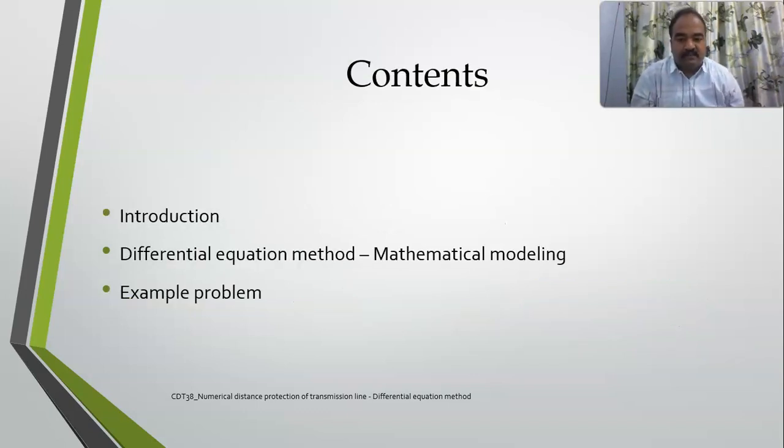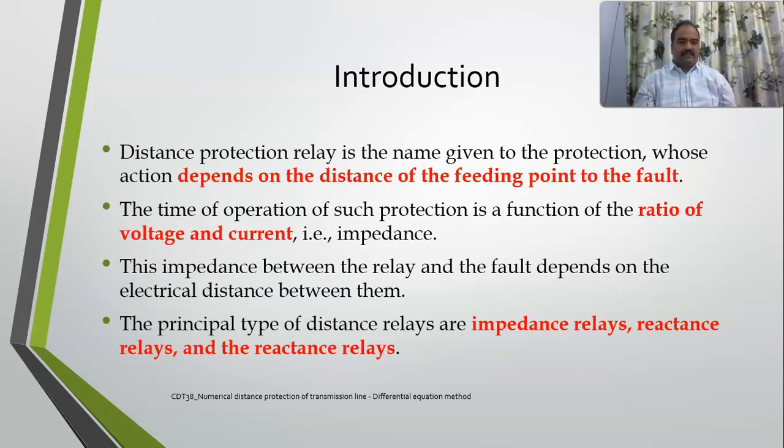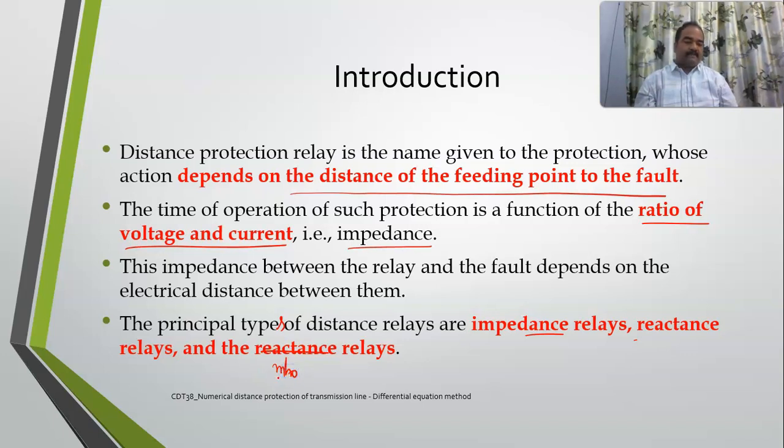So I'll start with the introduction to distance protection. A quick review. You know that distance protection is widely employed for transmission lines. It depends upon the distance of the feeding point to the fault. The impedance is a function of the ratio of voltage and current, and based upon the impedance value, the time of operation will be varied. And the different types of distance relays are impedance relay, reactance relay and the Mho relay. So these are the widely employed relays for protection of transmission lines.